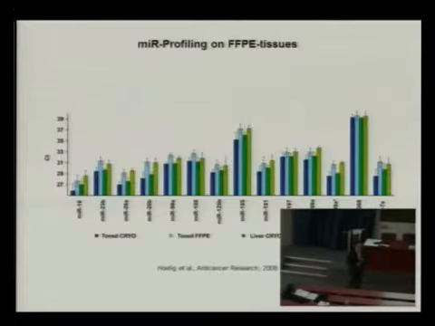So probably the microRNAs are not degraded during the process of formalin fixation in general, and this may be due to the small size, because the crosslinks that are introduced are usually introduced every 100 to 200 base pairs, and microRNAs are just smaller and they probably don't get hit so often.